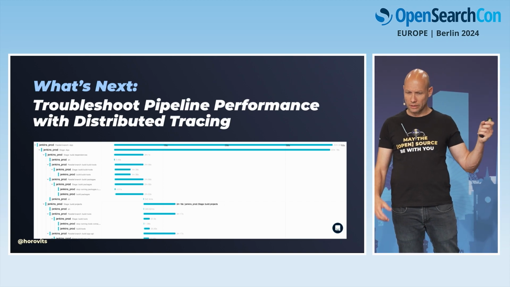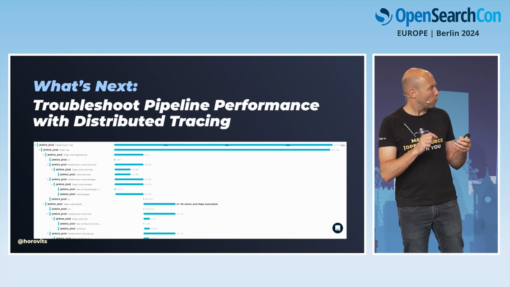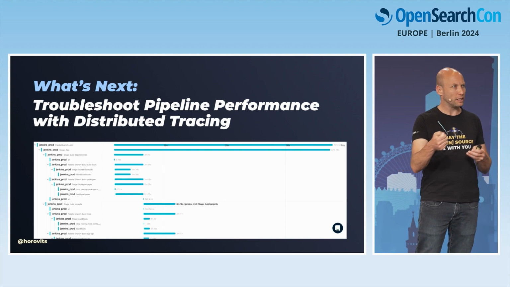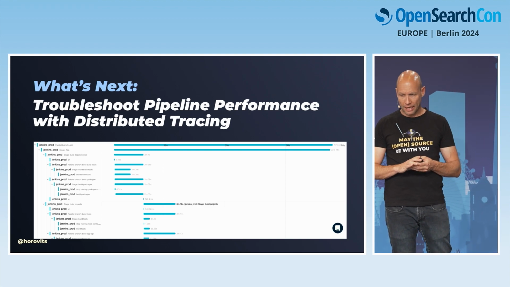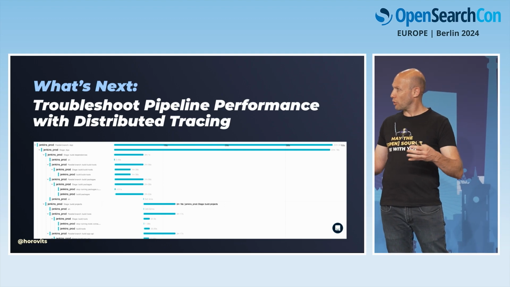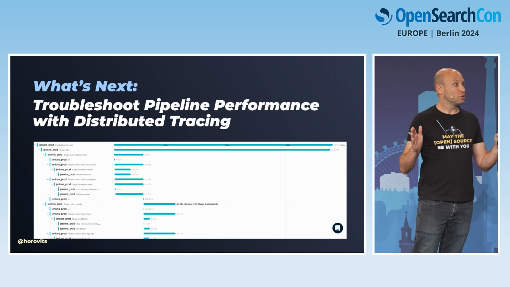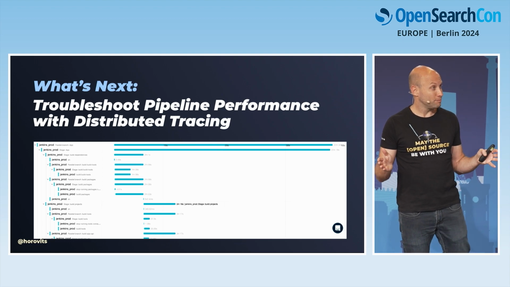What if we want to investigate the performance of specific pipeline runs? Before, I showed the aggregated per step view that we created on OpenSearch dashboards, but what we really want is to drill down into the pipeline steps and see the optimization, what runs in sequence, what runs in parallel, where the bottlenecks are, and so on. And that's what distributed tracing is for.